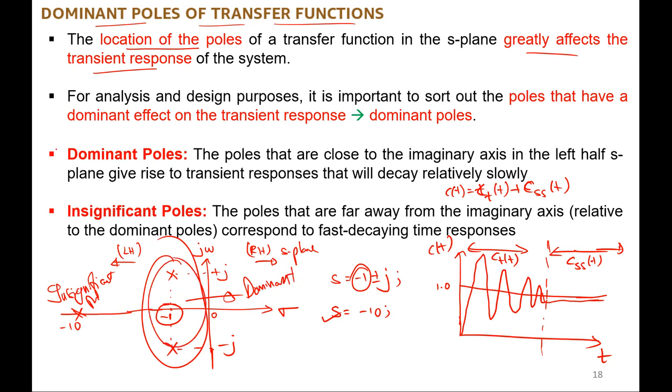I hope you understood the difference between dominant poles and insignificant poles. The dominant poles are located near to the imaginary axis on the left half of the s plane, and the insignificant poles are located far away from the imaginary axis. I hope you came to know the dominant poles and insignificant poles, right? Okay, let me explain you with an example.